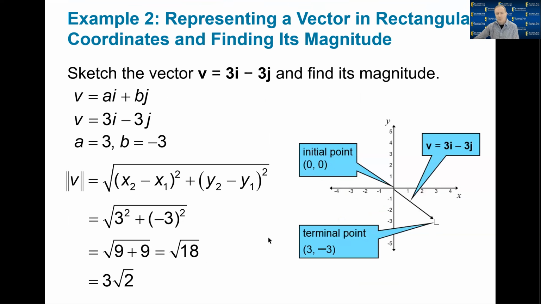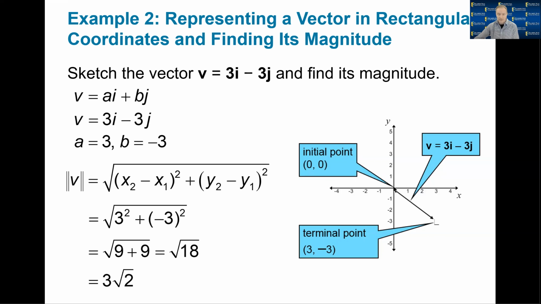Now, for my next example here, I want to sketch a vector 3i minus 3j and find its magnitude. Easy. You say, well, this is telling me it's moving 3 to the right and 3 down. Absolutely. 3 to the right and 3 down. Here's my point. So then I'd say, well, 3 to the right, 3 down. Here's my vector. So the vector always starts at the origin. That's your initial point.